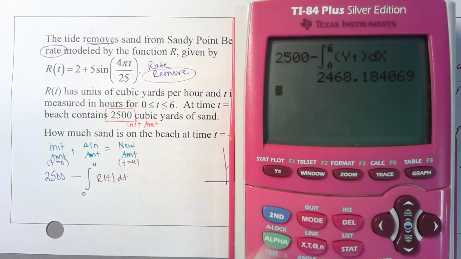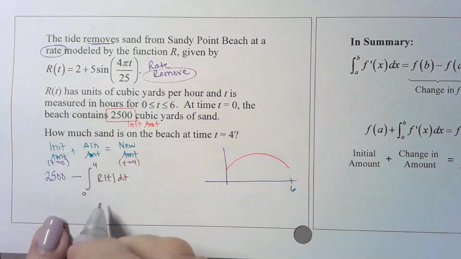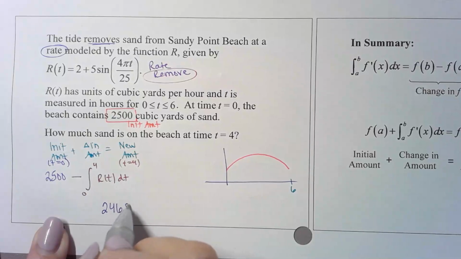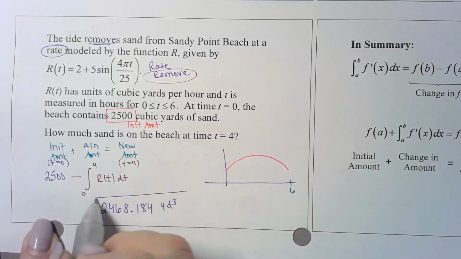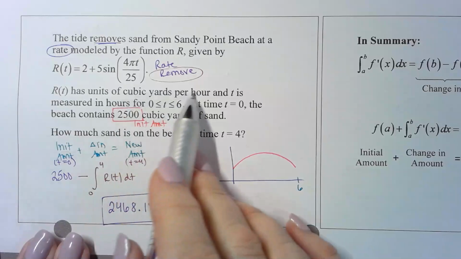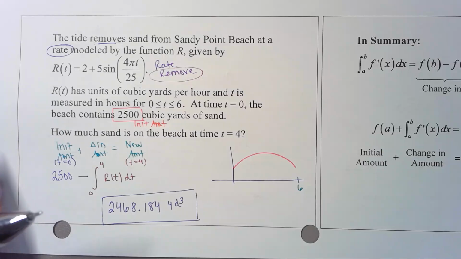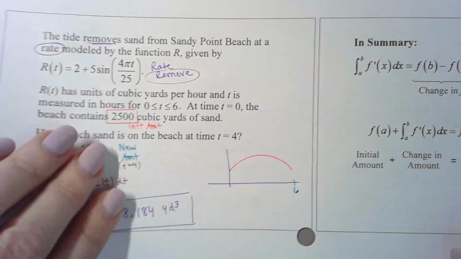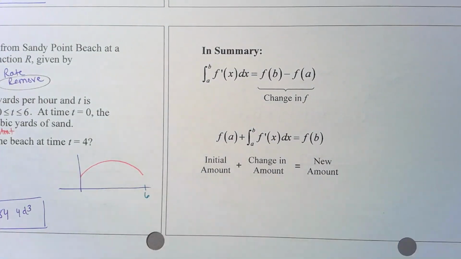And good news for us, it is less than that 2,500. So we did lose the sand that we were expecting to lose. And so my final answer is 2,468.184 cubic yards. Right, it's an amount of sand. The rate is in cubic yards per hour, but the amount of sand would just be in cubic yards. Okay, and then just the last thing, I just put those two really important pieces of information here as a summary, but nothing we haven't already written down.